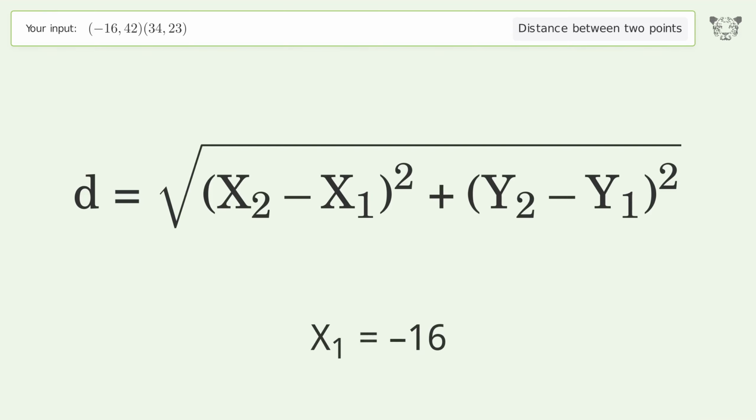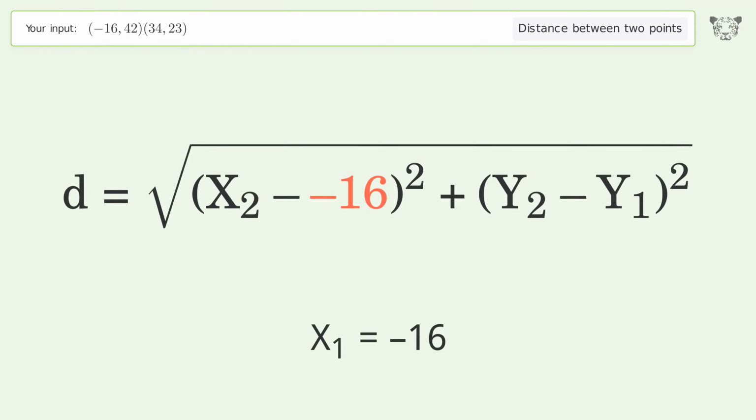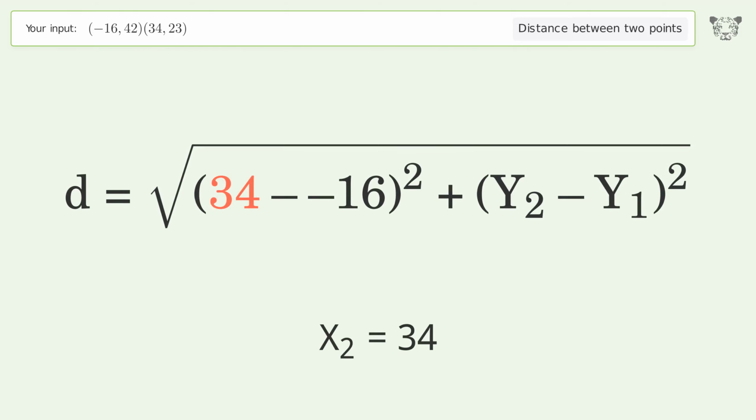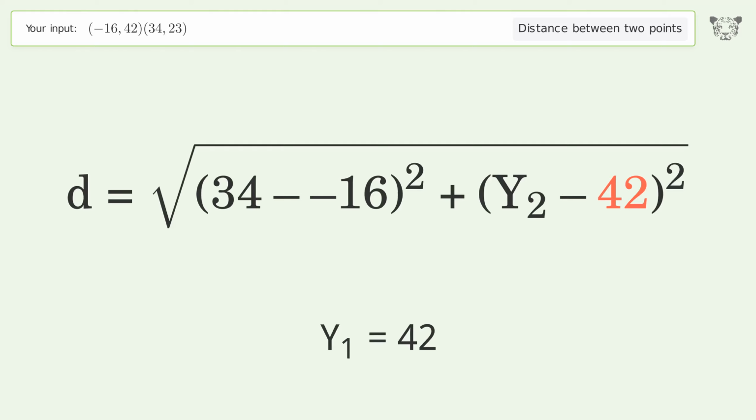x1 equals -16. x2 equals 34. y1 equals 42. y2 equals 23.